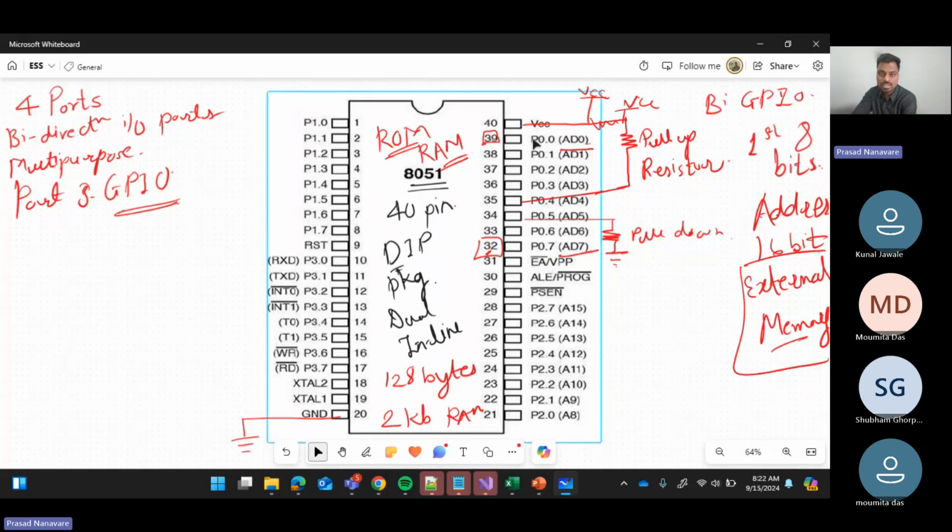Port 0 start होता है. There are 4 ports in our controller. You accept that 4 ports होते हैं, ठीक है? पोर्ट 0 में 8 पिन है, पोर्ट 1 में 8 पिन है, पोर्ट 2 में 8 पिन है, पोर्ट 3 में 8 पिन है, ठीक है? 8 8 8 8. Okay, this is port number 0, and which is from 32 to 39.